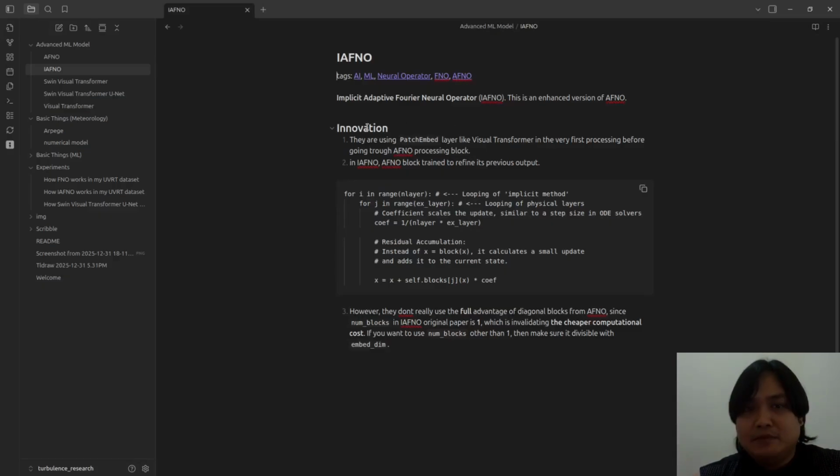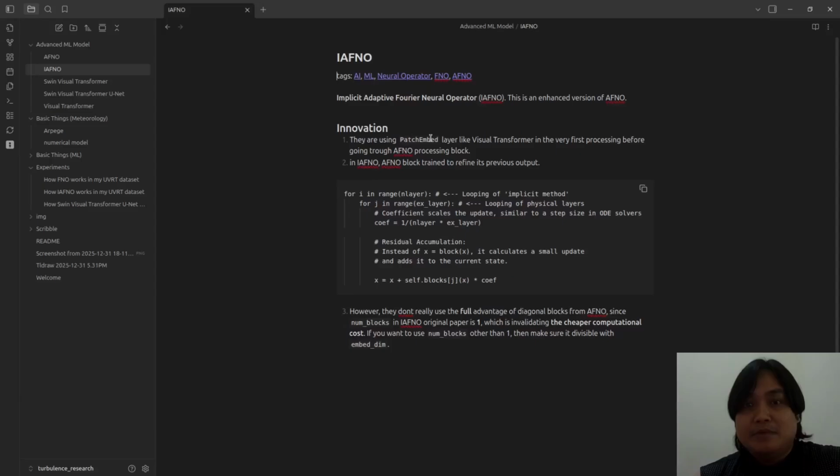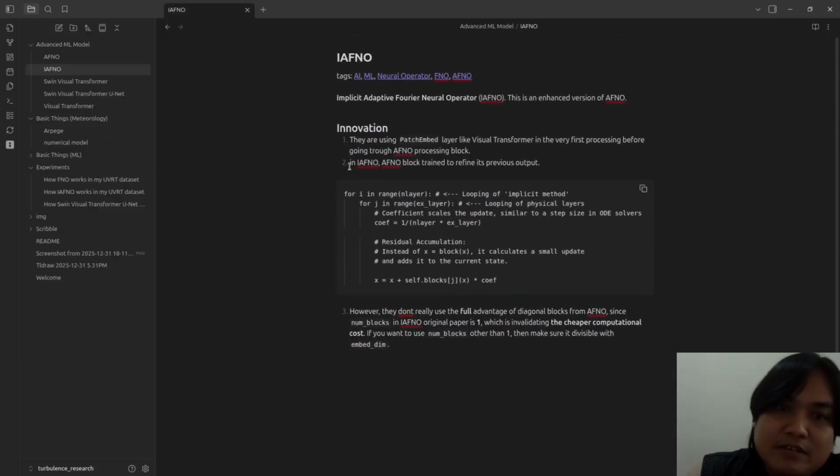And in IAFNO, basically they bring back the patch embed layer. So in AFNO, they say that the model works like a vision transformer, but actually they don't really use a patch embed layer like this. In IAFNO, they literally use the patch embed layer like in a vision transformer. And then the main innovation in IAFNO is called the implicit method.